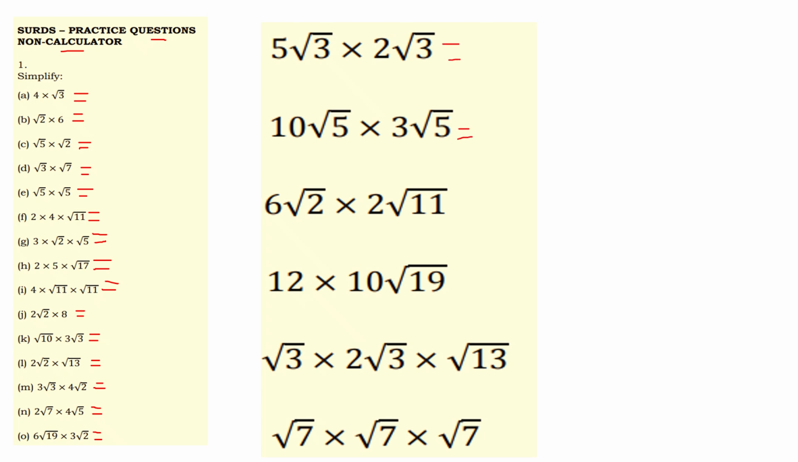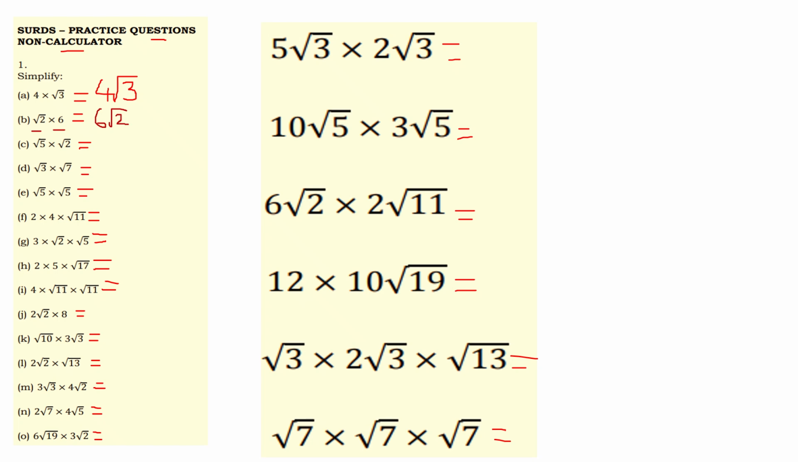So question number one, part A, is to simplify 4 times root 3. I write it as 4 root 3, so 4 lots of root 3 without a times sign. Be careful not to write the 4 very small, because then it can be read as the 4th root, which is not what we want, because that becomes 3 to the power of a quarter, whereas this means 4 multiplied by root 3. Part B, root 2 times 6, I can write as 6 root 2, or 6 lots of root 2.